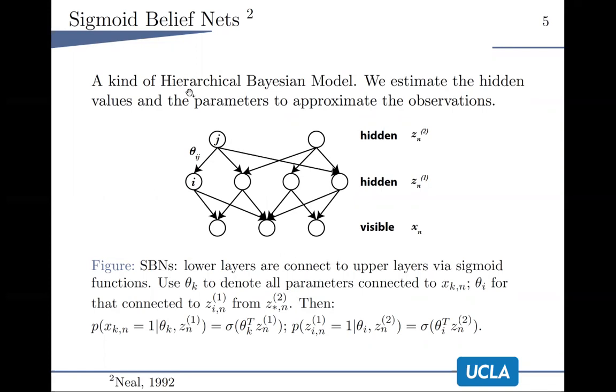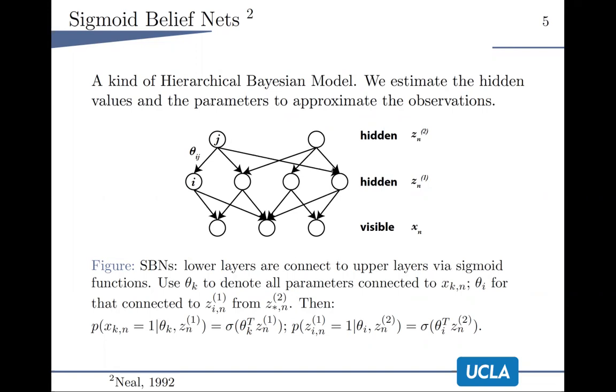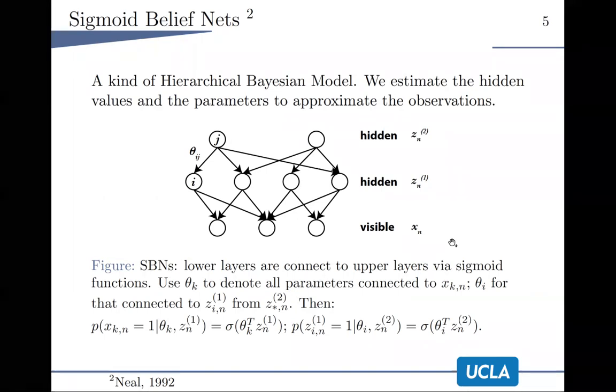And so the sigmoid belief network is a very popular early form of the deep generative models, where this is a hierarchical Bayesian model, where we link the layers via sigmoid functions. And yeah, we pass through multiple layers of hidden variables, and then finally we have a visible layer. It's this kind of model.